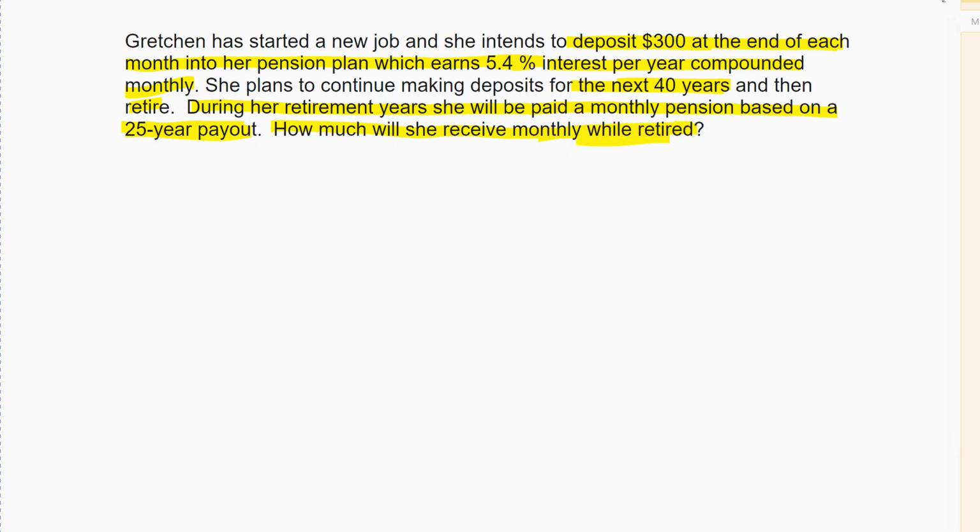All right, so this is a pension example, which we did one like this in the 2.3, but this one's set up as a little different because there's different information that I know and different information I'm asked to find.